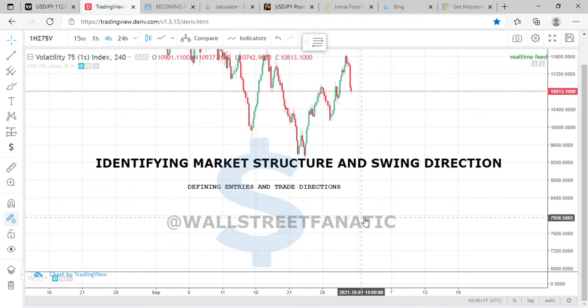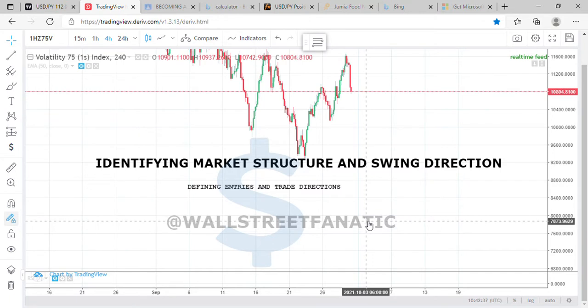It's time to talk about identifying market structure and swing direction. What will this topic help you do? It will help you define your entries and trades to specific directions in the market.